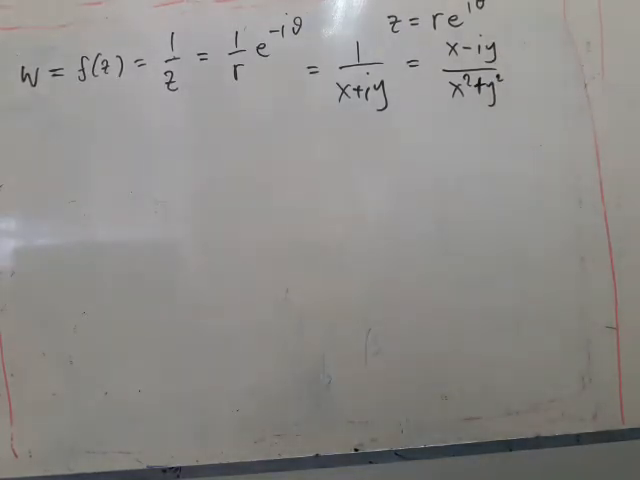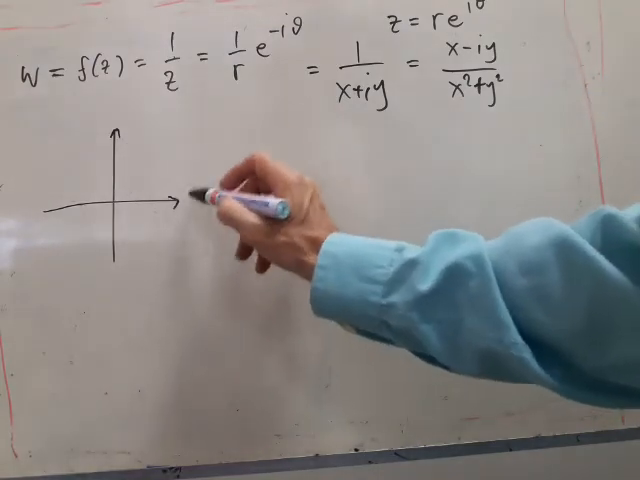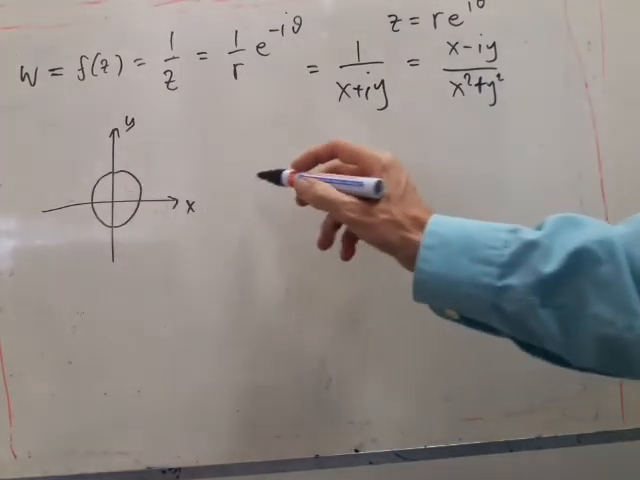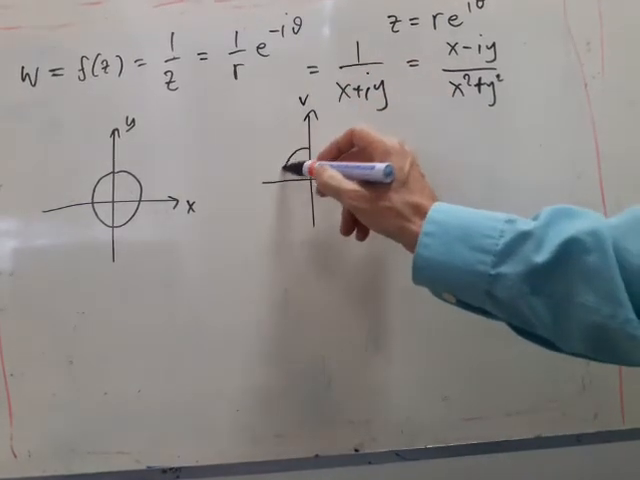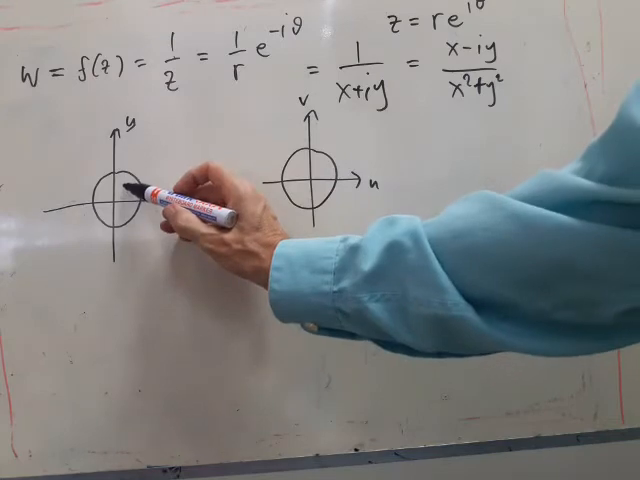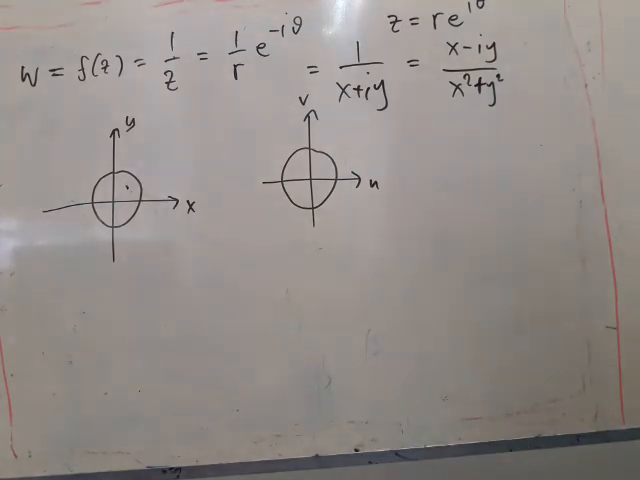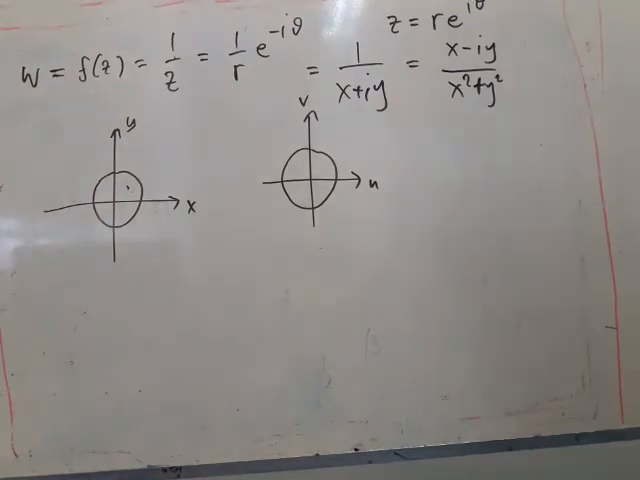So what does it actually do? Well, clearly it's going to map any point inside the unit circle. So if we've got our z-plane, and that's the unit circle, this is our w-plane with the unit circle in the w-plane. It's going to map any point inside the unit circle to a point with radius r greater than 1 outside the unit circle.